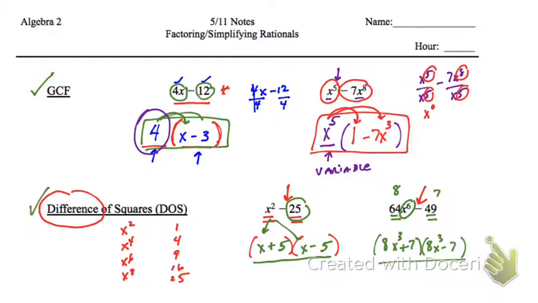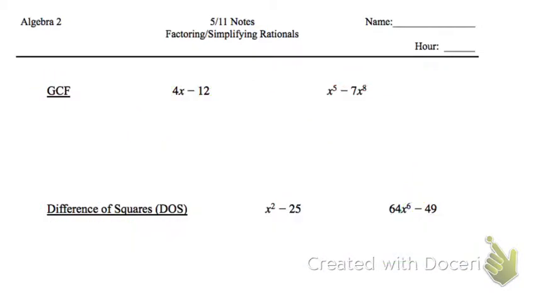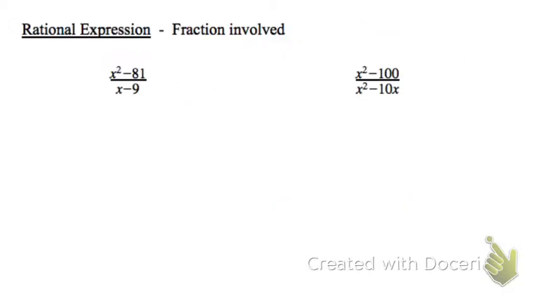Okay, now that's kind of the old stuff. Now the new stuff is, but what happens when we put that into a rational expression? And remember, when you hear that word rational, you got to remember there's a fraction involved. So we get a problem that looks like this: x squared minus 81 over x minus 9. Well, if we notice, we ought to recognize that numerator, x squared minus 81.